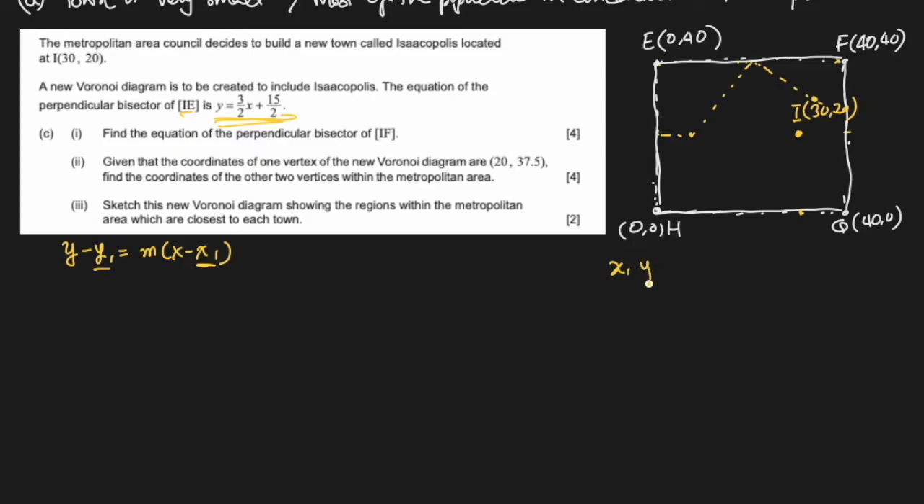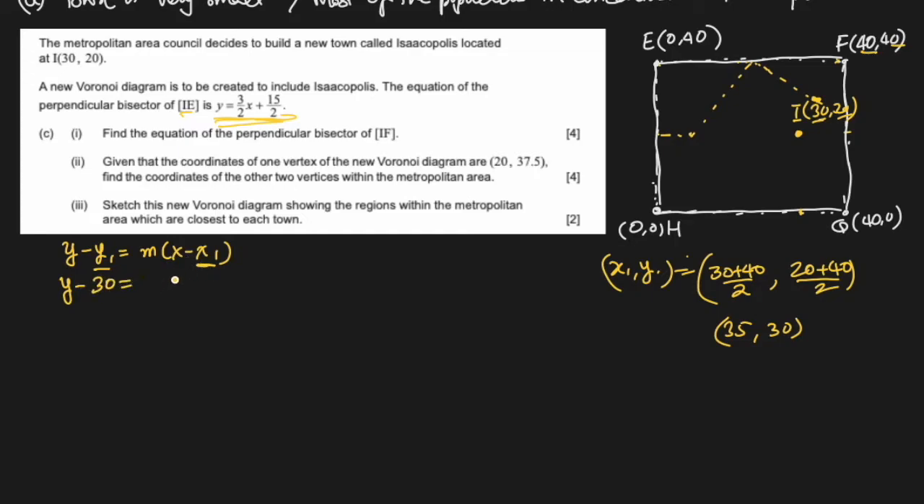So x1, y1 will be the midpoint of IF. So (30 plus 40) divided by 2, and (20 plus 40) divided by 2. This will be the midpoint, which is 70 divided by 2, 35, and 60 divided by 2, 30. So 35, 30 is the point which is on the perpendicular bisector. So we can write here y minus 30 equals m, we'll just find out, times x minus 35. Okay, let's talk about m now.